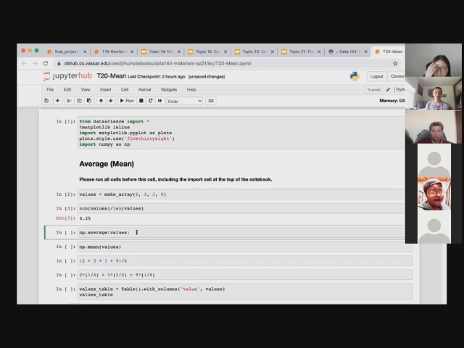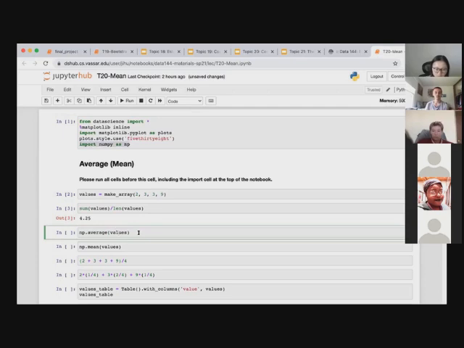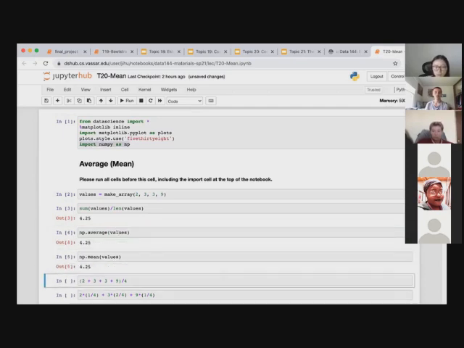Okay, but then of course there are more efficient ways to do it. In Python, if we're using NumPy, if you remember the np library that we'll be using, you can use np.average. That will give you the average. np.mean will also give you the average, or the mean. So whichever way you want is totally fine.